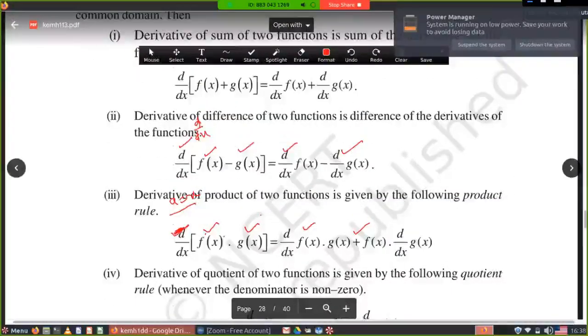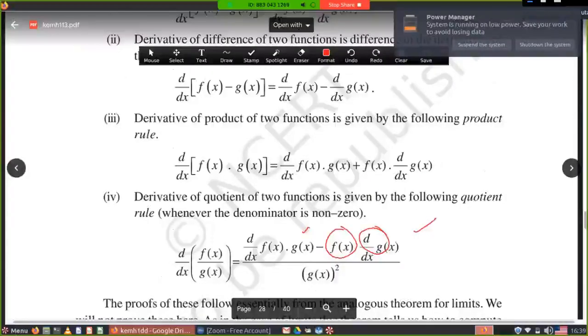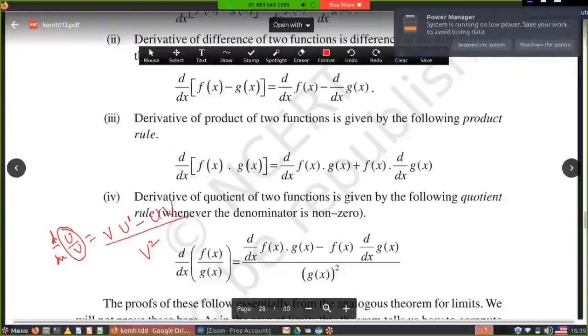In the case of product, when the product of two functions is given to you, what do you have to do? Take one function as it is, and take the derivative of the other. Derivative of fx and gx as it is, plus derivative of gx and fx as it is. If it is in quotient form, then I can say like this: d by dx of u upon v, two functions are there. So it is v squared in the denominator, v as it is, derivative of u, minus u as it is, derivative of v. The same formula is written here.